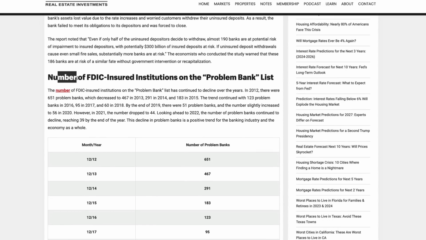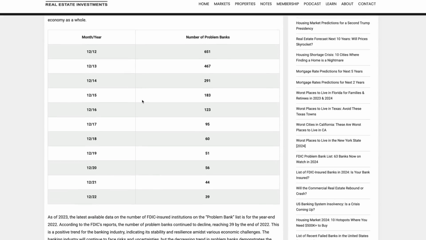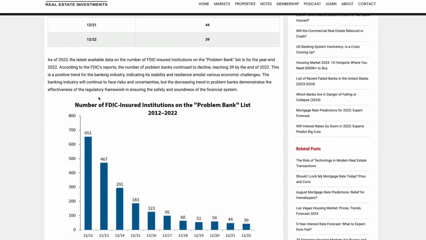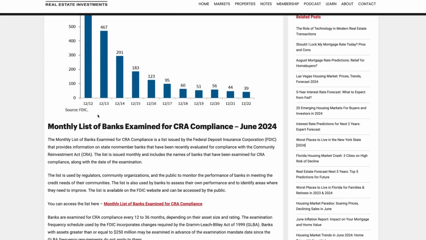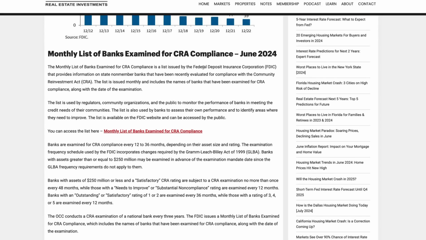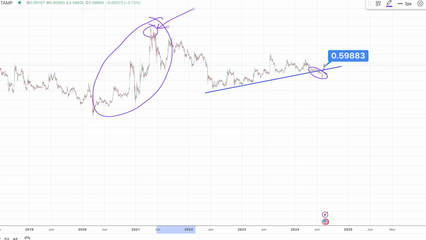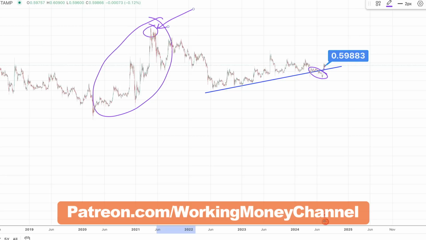Down here, they have the number of FDIC-insured institutions on the problem bank list. So guys, it's not looking good. The statistics are not in our favor. For a robust, strong economy, let's be prepared for this. Let's make sure we have all our T's crossed and all our I's dotted. Make sure you have a plan.